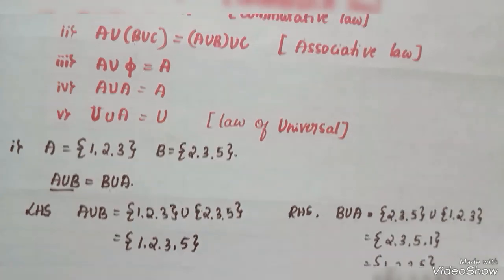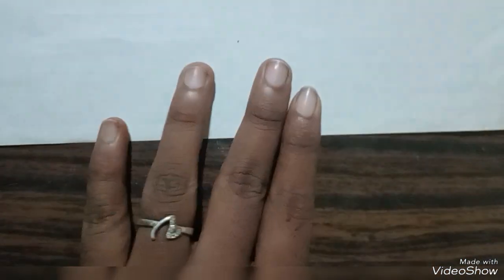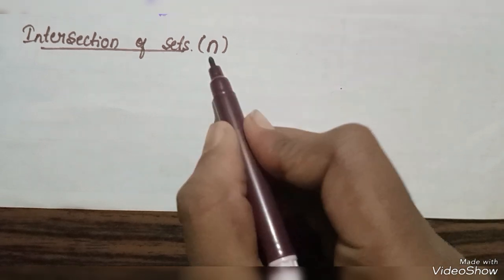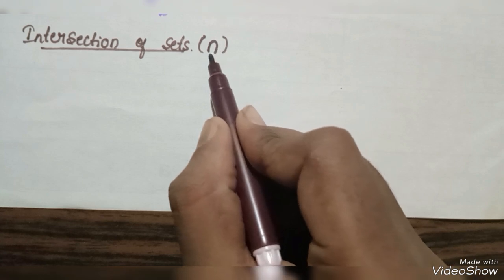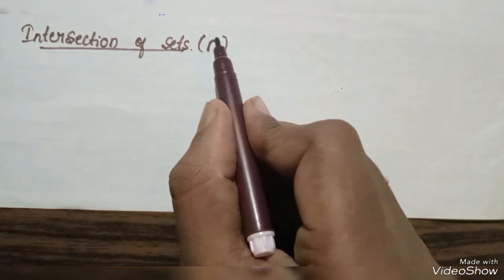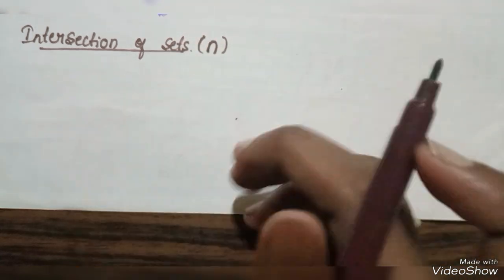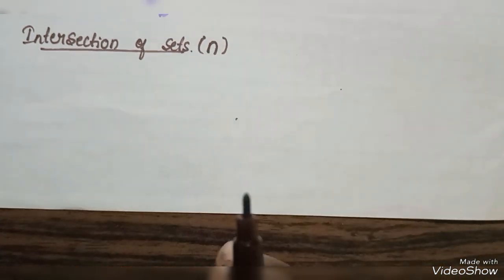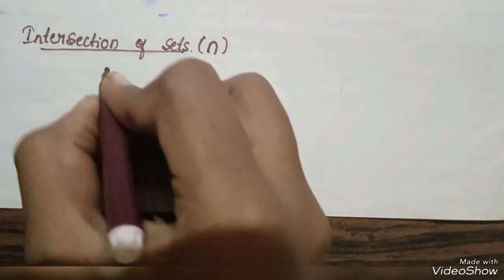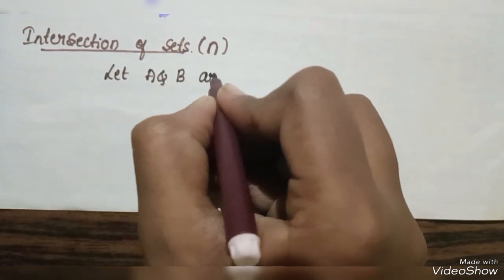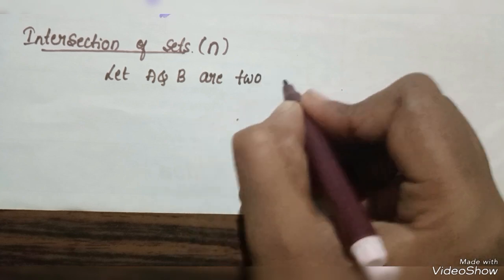Next concept, intersection. Okay, I have taken intersection of sets. Intersection is usually denoted by the opposite of the union symbol, it is ∩. Now, the definition of intersection. Here, let A and B be two sets.